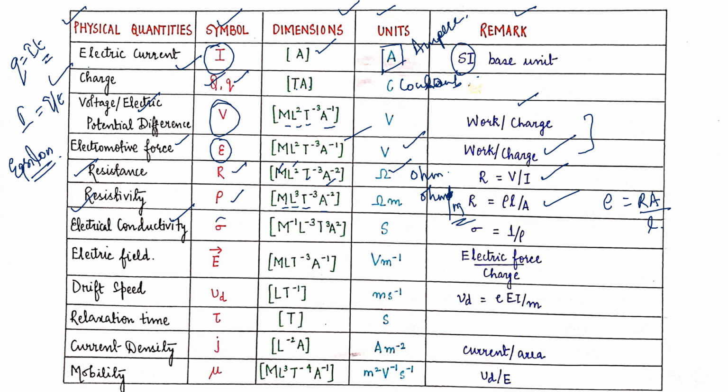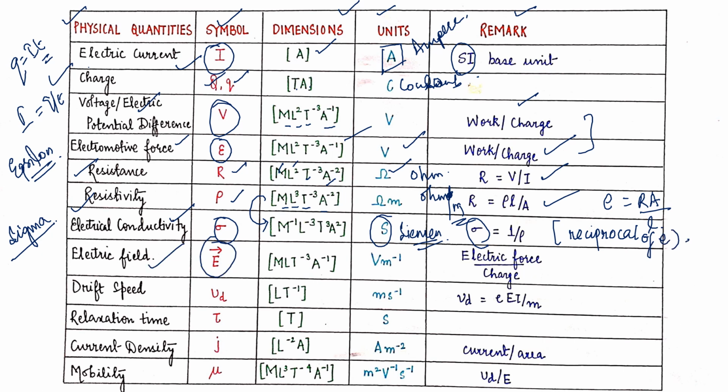Electrical conductivity is given by sigma. Its dimensions are M minus 1, L minus 3, T3, A2. It is the opposite of resistivity, and its unit is Siemens. Sigma equals 1 upon rho, that is, the reciprocal of rho. Then electric field E has dimension mLT minus 3 A minus 1, and unit volt per meter.